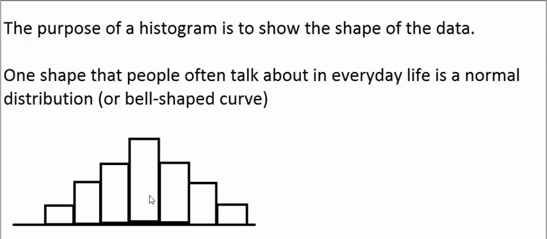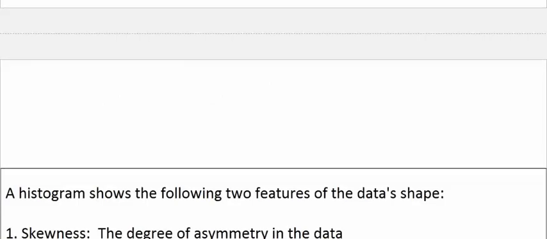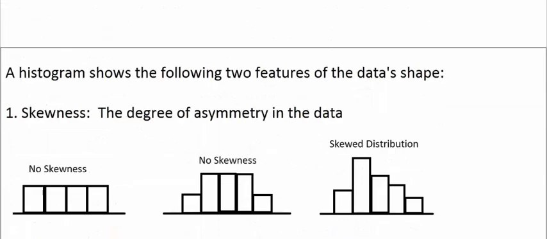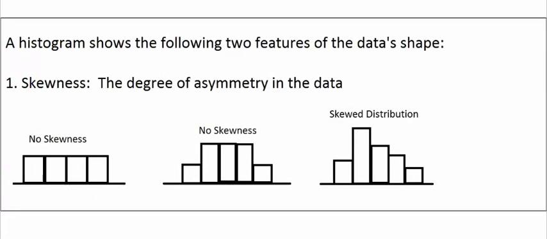So if you're ever in a class and your professor says that the exam scores had a normal distribution, what the teacher is telling you is that a few people did really poorly, a few people did really well, but most people were in the middle area. That's normal distribution. So now let's move ahead and talk about the two features of a data set shape that can be seen in a histogram.